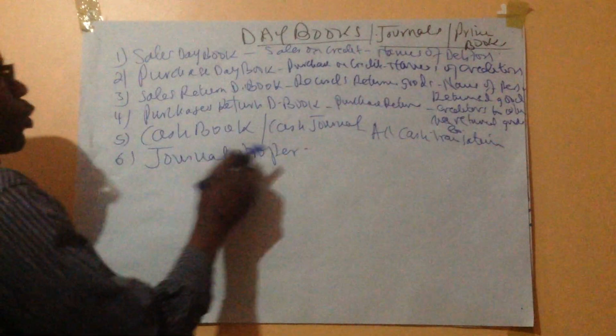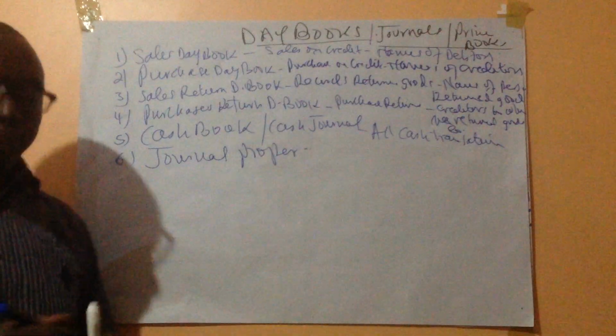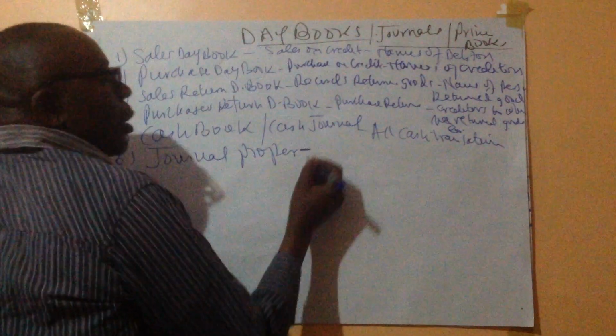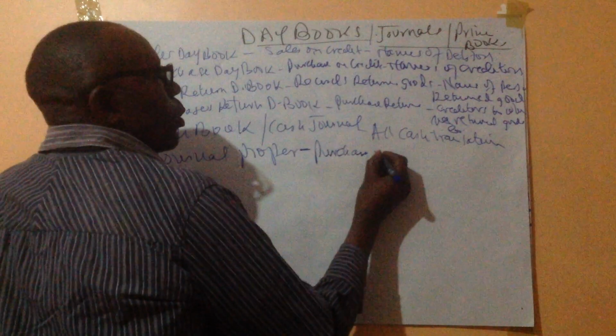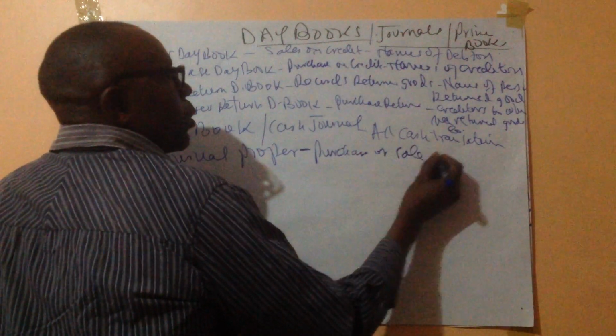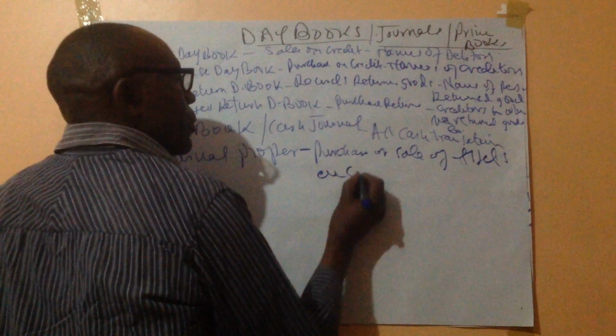Lastly, you have the journal proper. Now, a journal proper is always used for recording purchase, let me use that word for now, or sale of assets on credit.